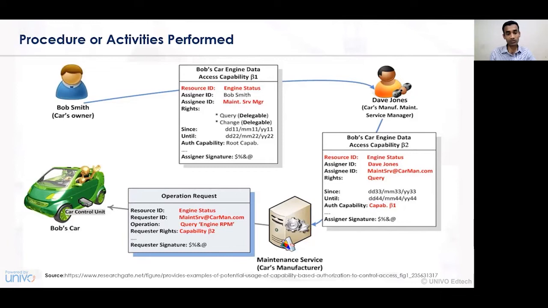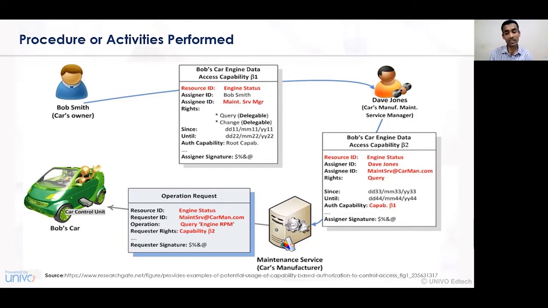Earlier the assignee was the maintenance service manager. Now the assignee changes to the maintenance service at carman.com, a particular vendor or service provider at which the service is being undertaken. And lastly, the rights that have been provided, that is the query that has been raised. Whatever query has been raised, a description needs to be provided about that query, and the duration. Since and until define the period for which the service activity needs to be undertaken. The authorized capability is the root capability and the capability beta 1, showing from where the authority has been moving. Earlier it was moving from Bob to Dave Jones, and it had a root capability, that is the real owner, the car's owner.